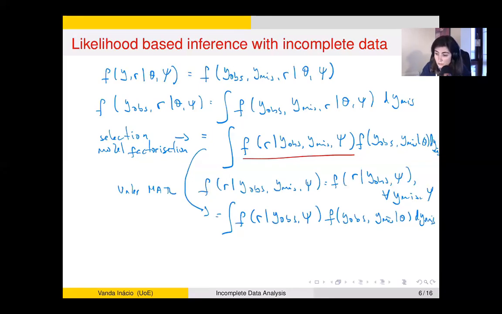And now note that we are integrating with respect to the missing values, and because we have assumed that the data is missing at random, the model for the missing data mechanism no longer depends on the missing values. And so with respect to the missing values, this quantity, the model for the missing data mechanism, is regarded as a constant, correct? And as such, I can put it outside the integral. And that's what I'm going to do.